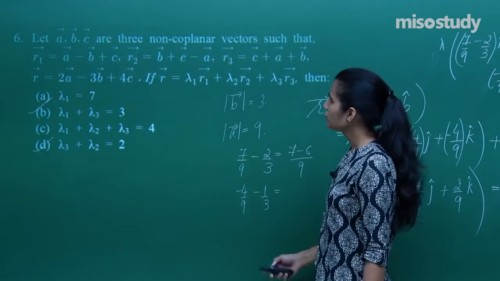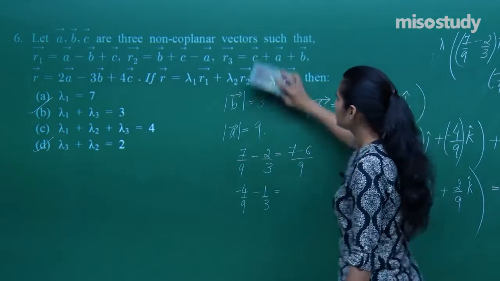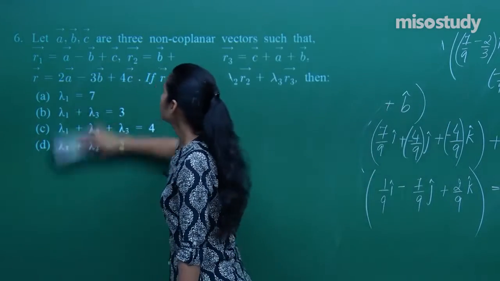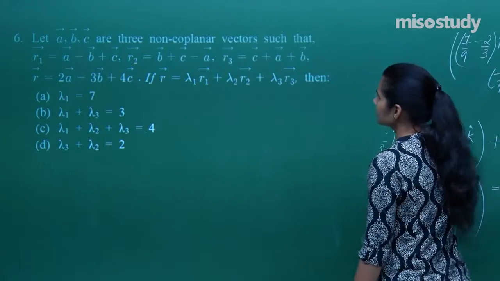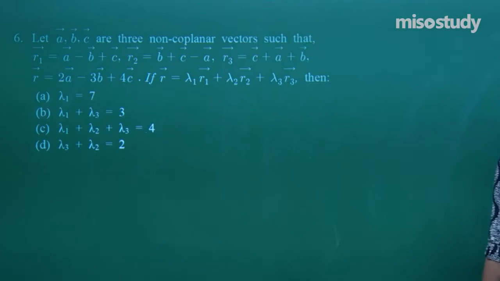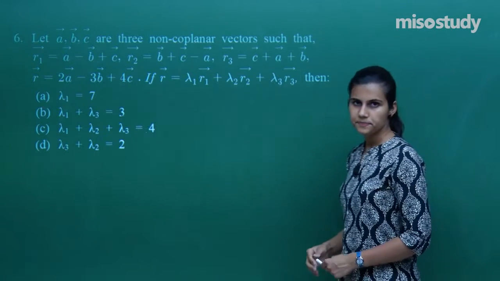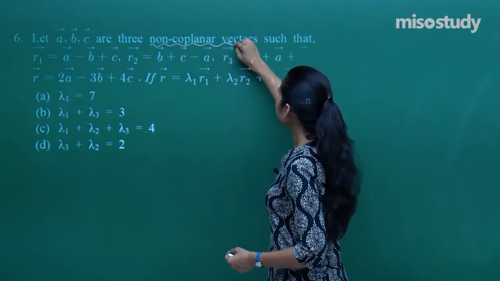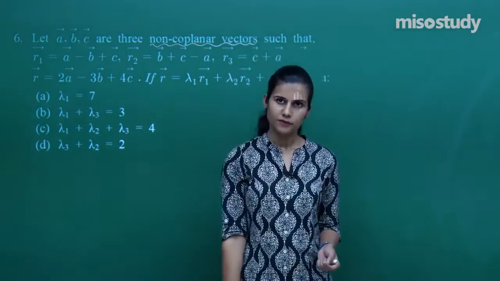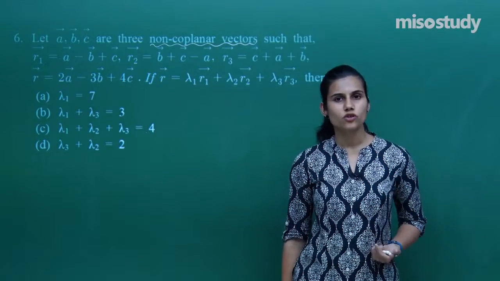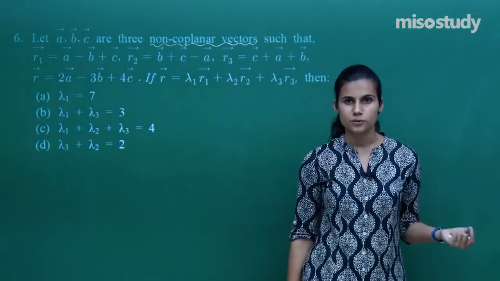Moving to the next question, we have a, b, c are three non-coplanar vectors such that R1 is given to you, R2 is given to you, R3 is given to you and R is given to you. And R's structure is given to you in terms of R1, R2, R3. Non-coplanarity implies linear independence. Fine. The only linear combination which is equal to 0 is the trivial linear combination. That means the scalars have to be 0.